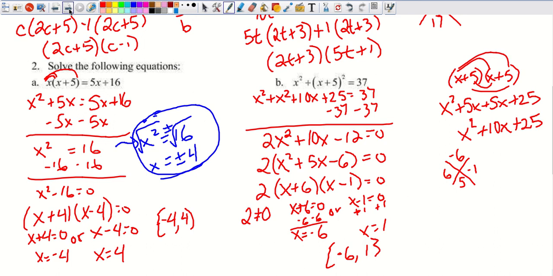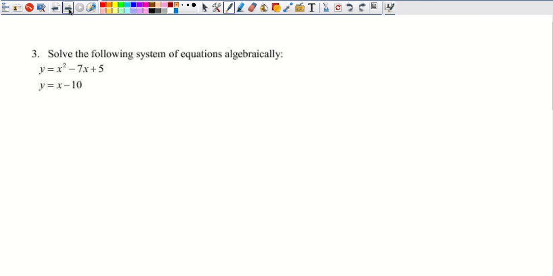All right, on to the next page. Solve the following systems of equations algebraically, right? So remember, system of equations, we have to set them equal to each other. So solve for y if that's not done already. Set them equal to each other and then solve.